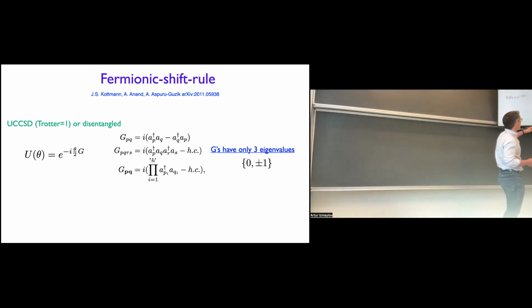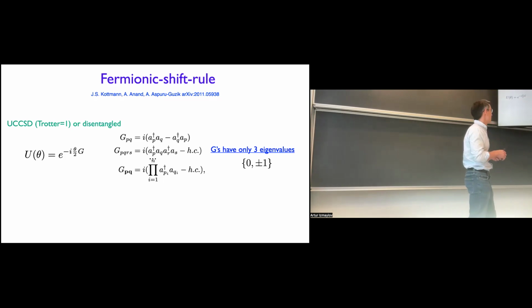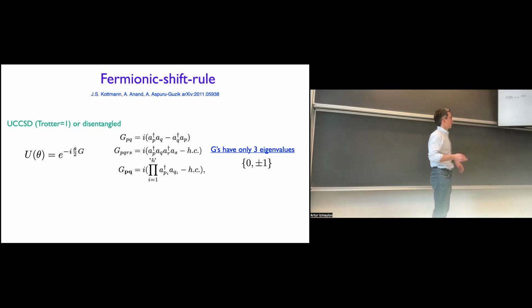So their generators don't have just two eigenvalues. And surprisingly, at least for me at that time, it can be shown that any, not just the single excitations or double excitation, de-excitation, but up to n-tuple excitation, de-excitation, they only have three eigenvalues. So plus minus 1 and 0. Okay, so that's something that one can show. All right, so then if the generator has three eigenvalues, not two, formulas become more complicated.